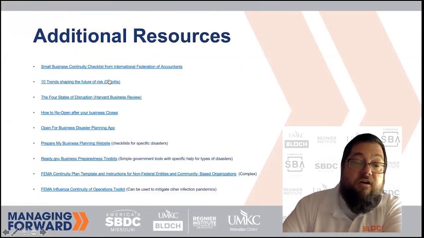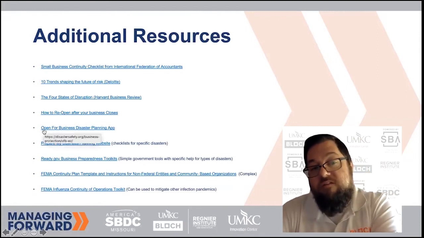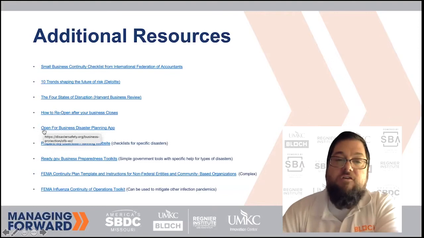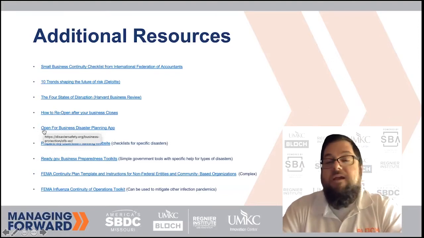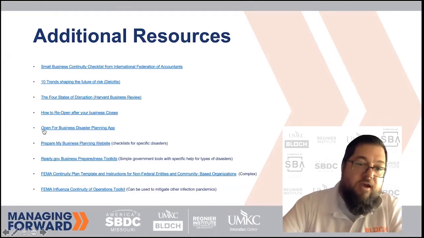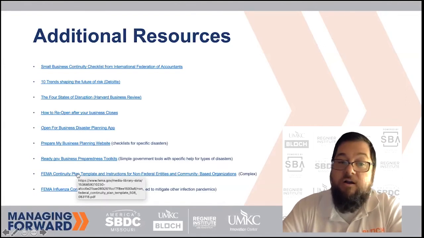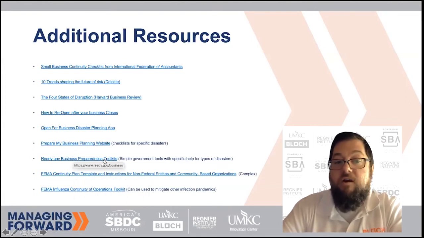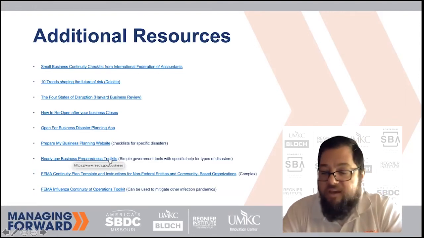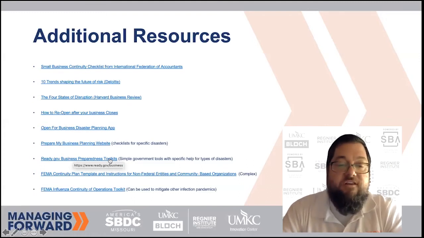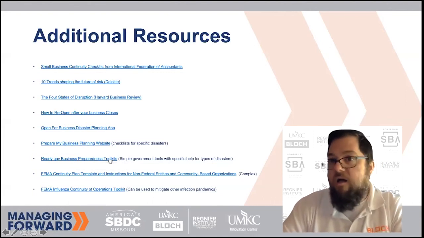Here are a bunch of other links as well. There is this really cool app. It's an Open for Business disaster planning app, and you can create a really simple disaster plan in an app format very, very quickly. But there are some more comprehensive tools. I have some FEMA continuity plan tools here, ready.gov, business preparedness toolkits. There are a lot of resources here that can help you add definition and specificity to your individual company plans. So I hope you take advantage of all these links as well.